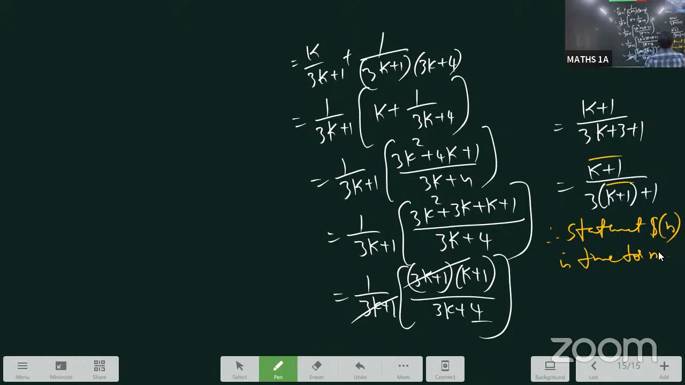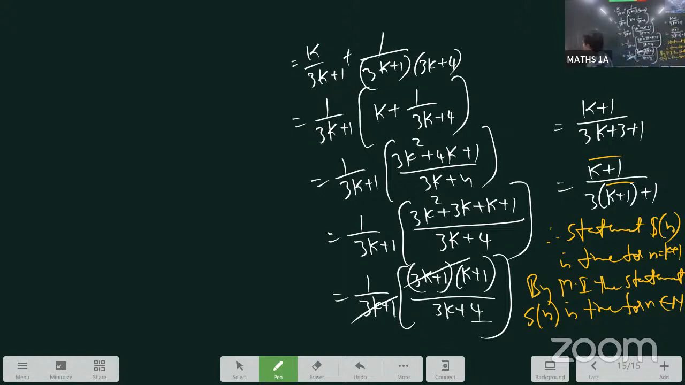True for n equal to k plus 1. So therefore, by mathematical induction, the statement S of n is true for n belongs to all natural numbers. That is all mathematical induction says. Is it clear? That is how you are going to do this.